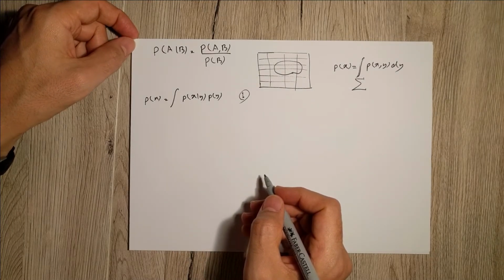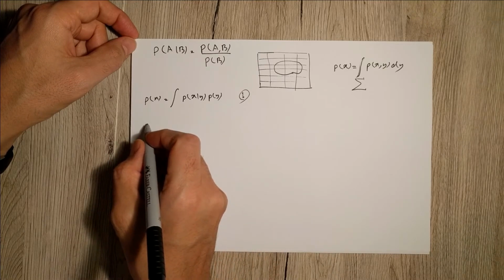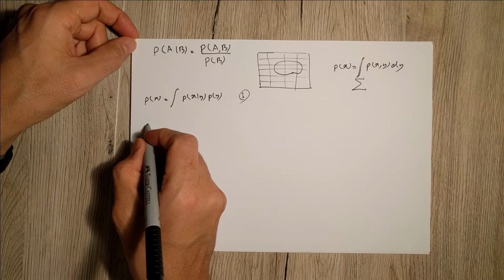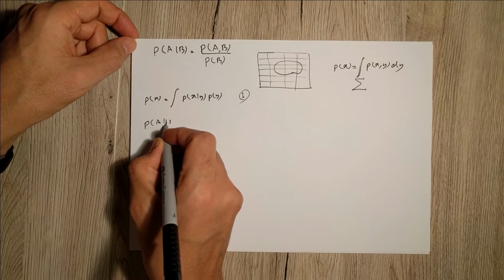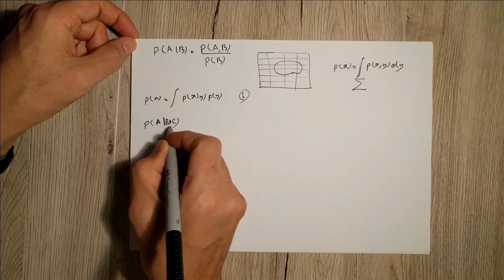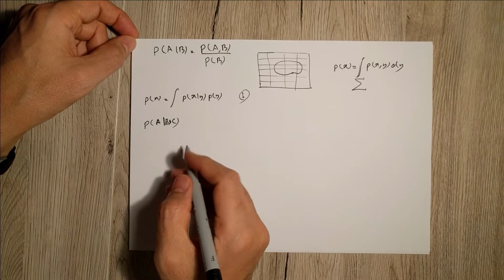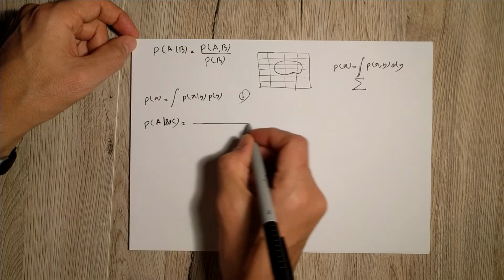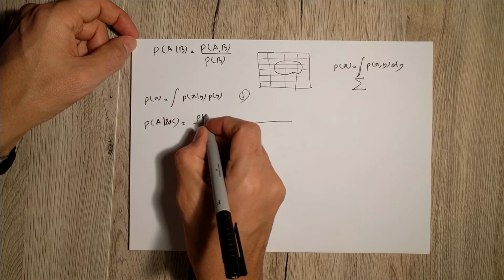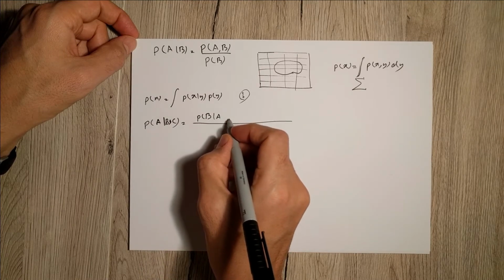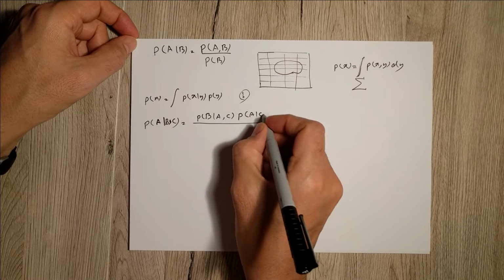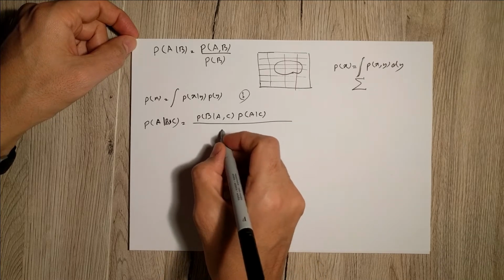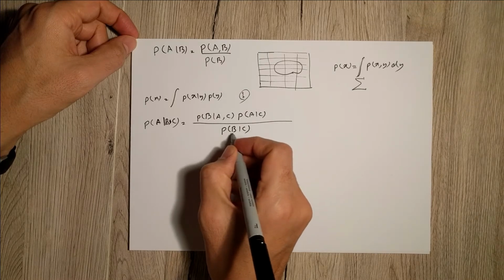Then there's a formula here that we're going to use often. It's probability of A given B and C. So the conditional probability for A given B and C is equal to probability of B given A and C multiplied by probability of A given C over probability of B given C.